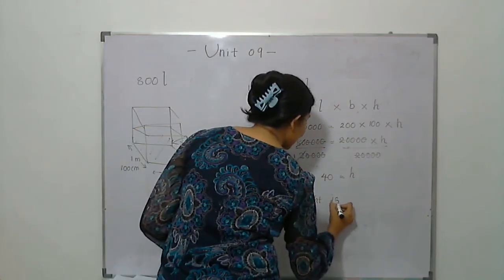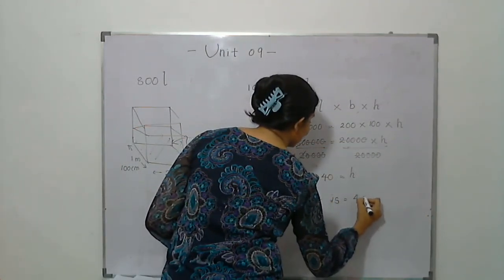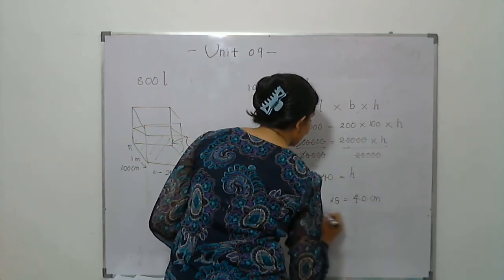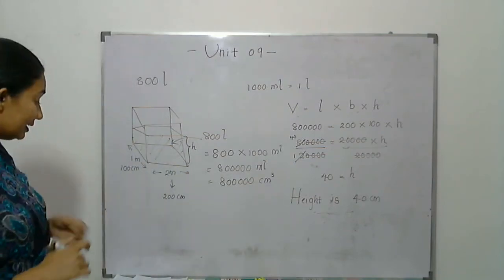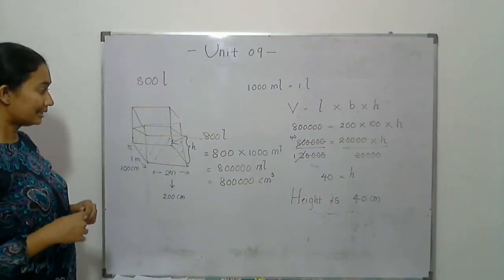Height is, now the unit is centimeters, 40 centimeters. Height is 40 centimeters. I think it's clear.